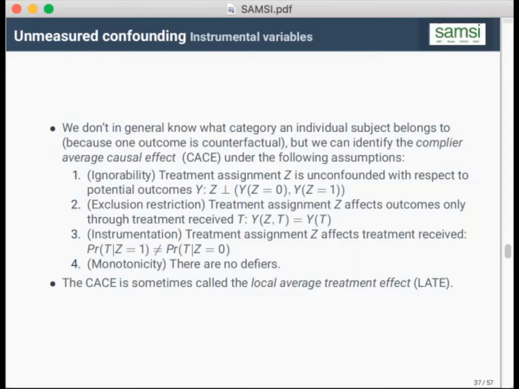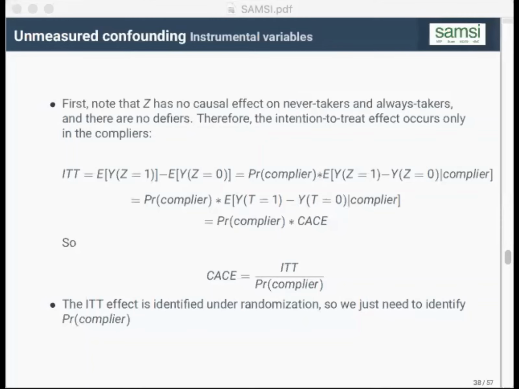And I should say that I'm using treatment assignment and treatment received language here because that corresponds to these principal strata being called compliers, always takers, never takers, and defiers. But really, these are just labels attached to any instrument, exposure, or treatment and outcome.